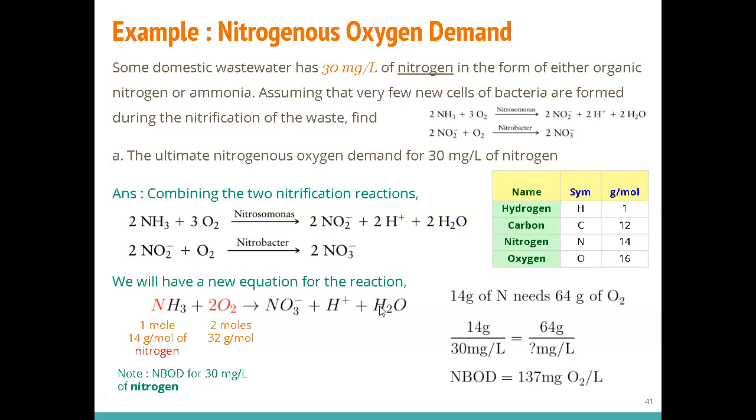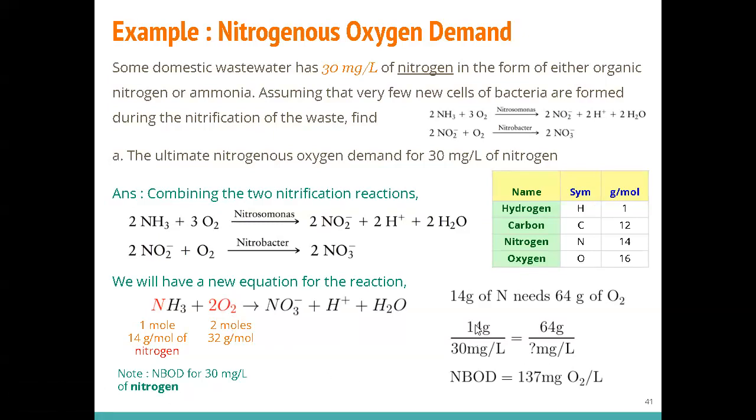Combine them, so this is the new one. It's easier to deal with. Now remember what we have learned in the environmental chemistry lesson. One mole of nitrogen here will need 2 moles of oxygen to do the decomposition. The question is giving you the concentration of nitrogen, which is this one, highlighted in red. We want to calculate the oxygen demand. So how do we do that?